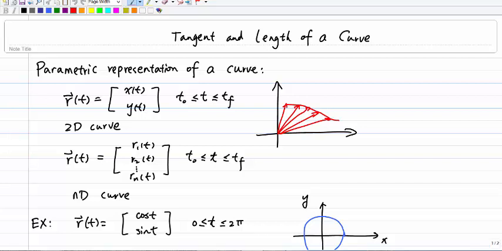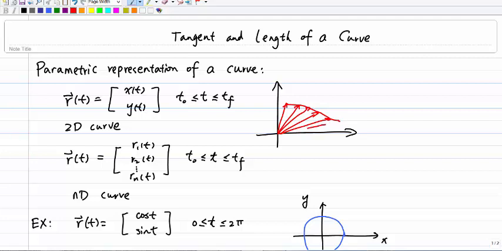Okay, in this video, I'm going to talk about the tangent and the length of a curve. In the previous video, I talked about how to represent a curve in a parametric form. For example, this is a curve I give you as an example, in red color, starting from a point and ending at a certain point.